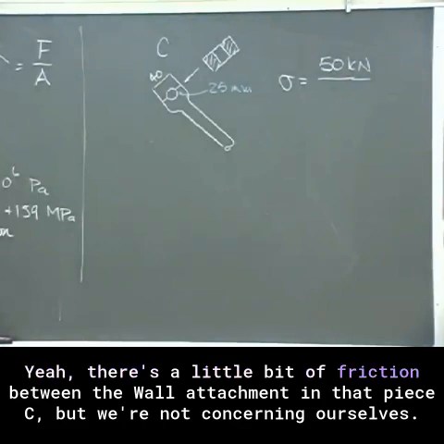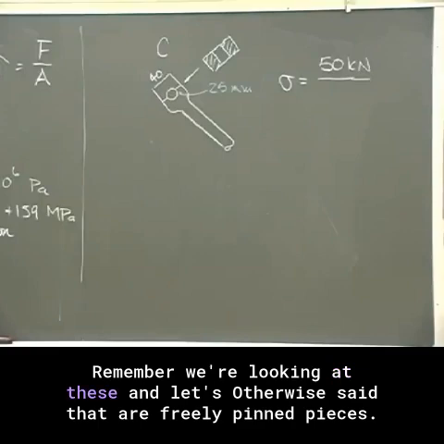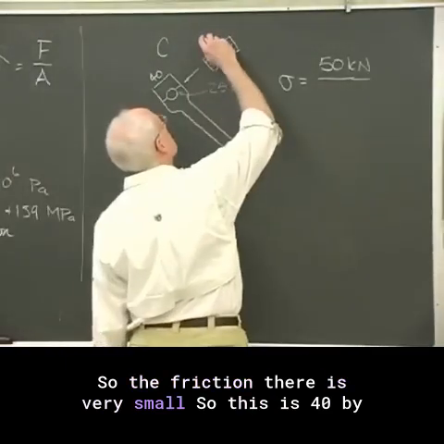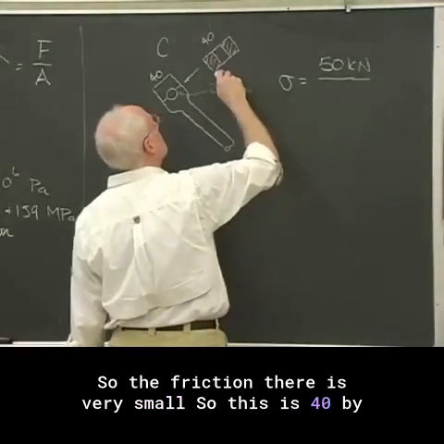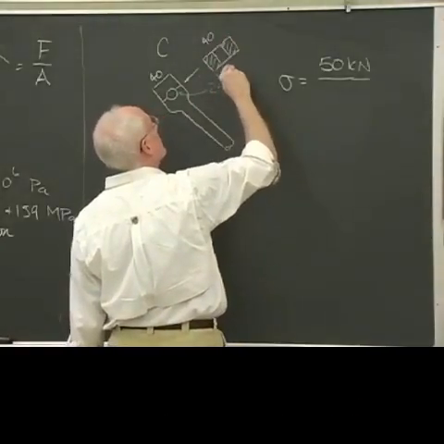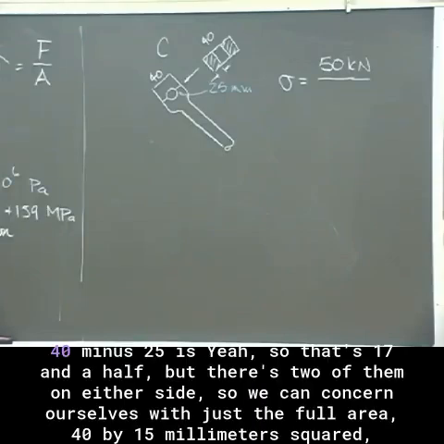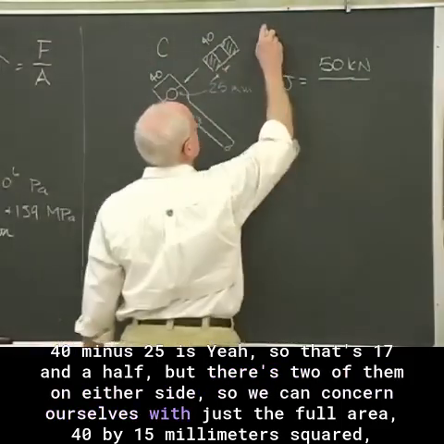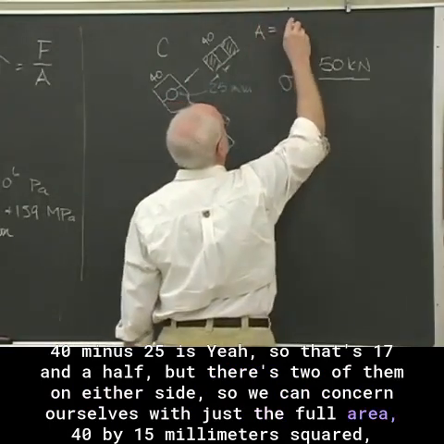Yeah, there's a little bit of friction between the wall attachment and that piece C, but we're not concerning ourselves. Remember, unless otherwise said, we're looking at freely pinned pieces, so the friction there is very small. So this is 40 by, what's that distance? 40 minus 25 is, yeah, 17 and a half, but there's two of them on either side, so we can concern ourselves with just the full area.